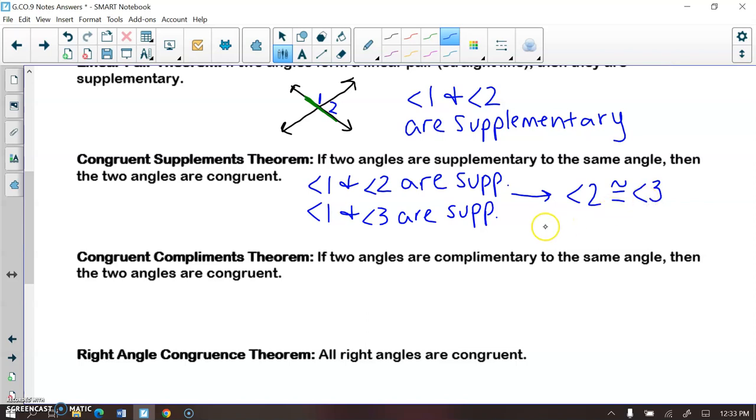It kind of makes sense because, for example, let's say that I said angle 1 was 10 degrees. That would make angle 2 170 degrees. Angle 1 is still 10 degrees, so angle 3 would also be 170 degrees. And since both angle 2 and angle 3 are 170 degrees, that means that they're congruent to each other. This is called the congruent supplements theorem.